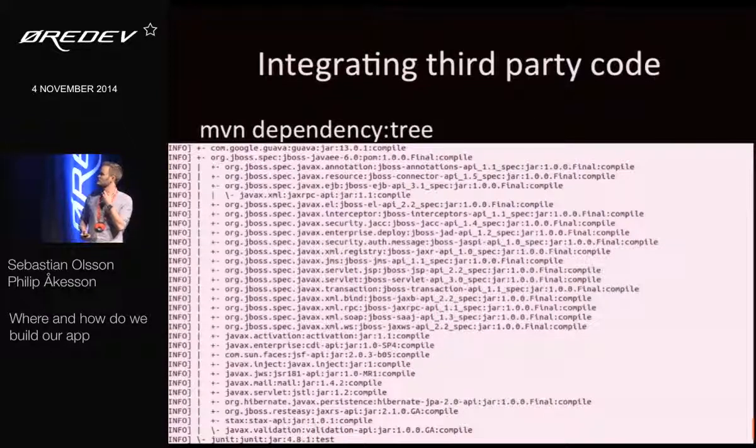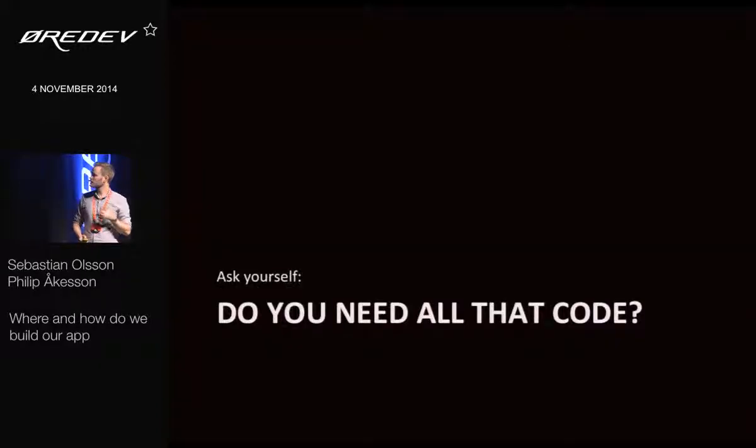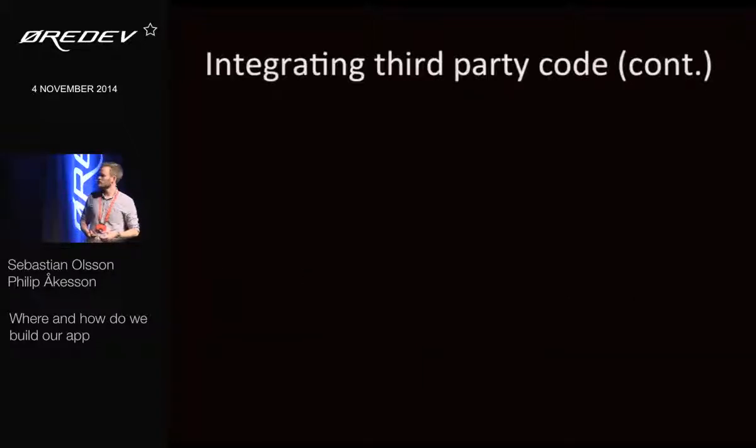I mean, just looking at a Maven dependency tree for something including, in this case, well, it's a contrived example because I'm using the JBoss Java EE specification, so you're bound to get a lot of stuff. But you normally have a huge amount of dependencies that you're using in your project. Ask yourself, do you really need all that code? Do you need this huge utility library just because you want a base 64 encoder or something? Probably not.